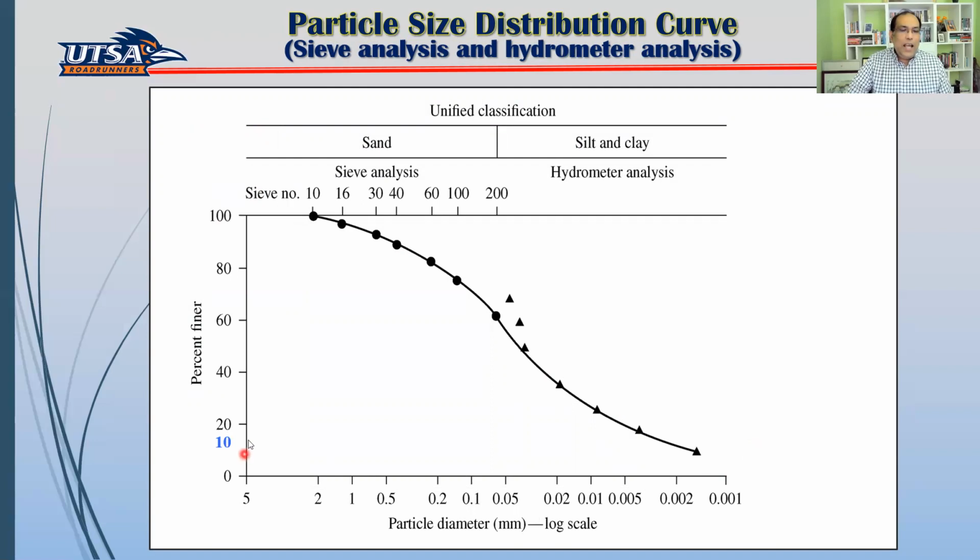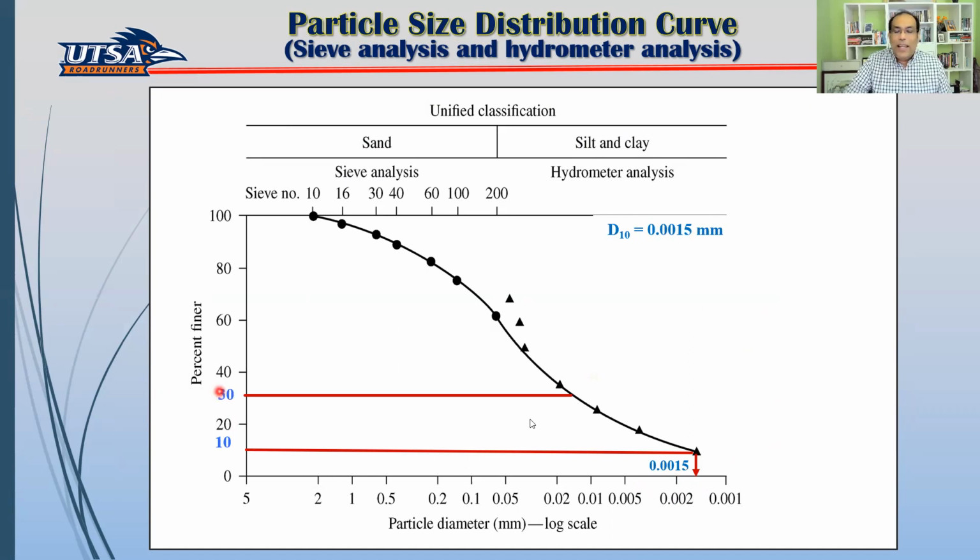Okay, so let's say I'm first trying to find out my D10. So I have to come here, draw a line from the 10 line here, and that intersects with this particle size distribution curve here. And if I go here and read that from that scale, this one is actually 0.0015. So my D10 is 0.0015 millimeter. Okay. Now I do the same for 30. So draw a line here and read that from here, which is 0.015. So my D30 is 0.015.